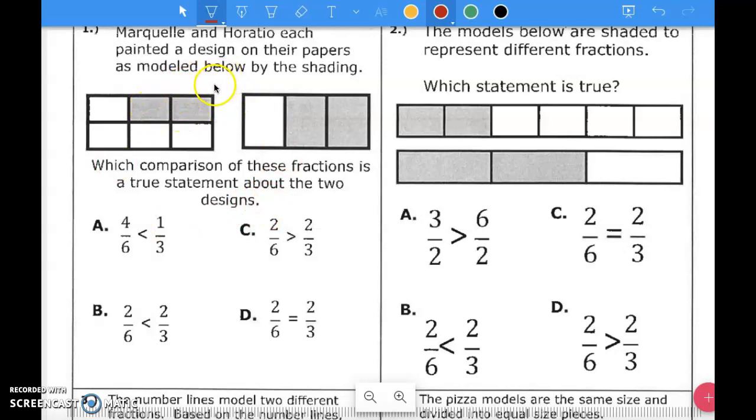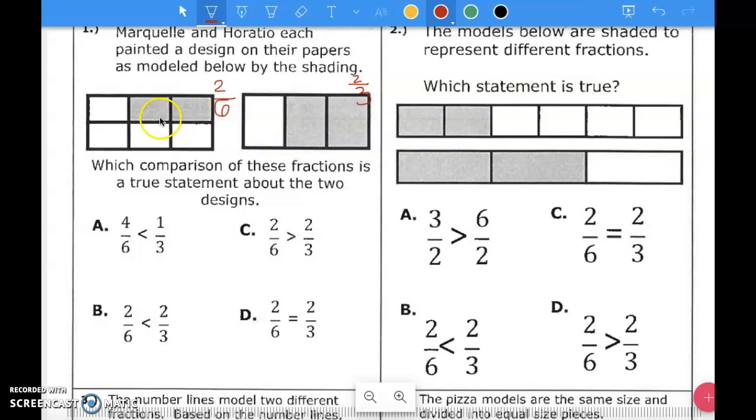So these are 2 out of 1, 2, 3, 4, 5, 6. And these are 2 out of 1, 2, 3. Okay, do you remember that I told you that we can compare fractions? Let's see. Which comparison of these fractions is a true statement about the two designs? They're asking me to compare these fractions.